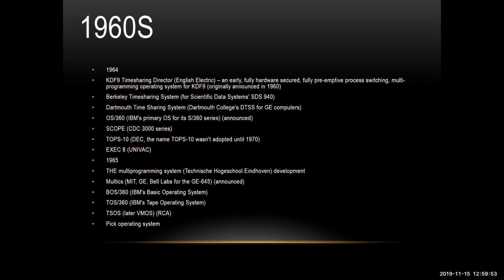And then in 1965, we had the multi-programming system, or THE OS. It was a computer operating system designed by a team led by Edsger Dijkstra. I'm not sure if I was able to pronounce that correctly. Described in monographs in 1965 to 66 and published in 1968.